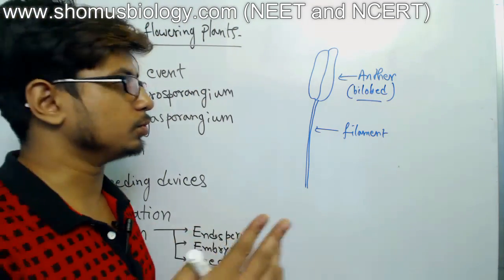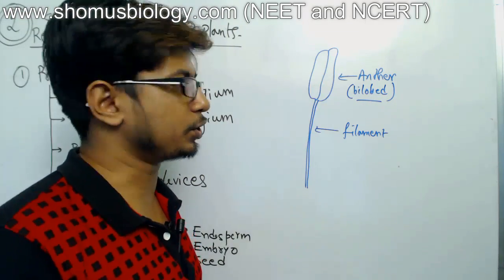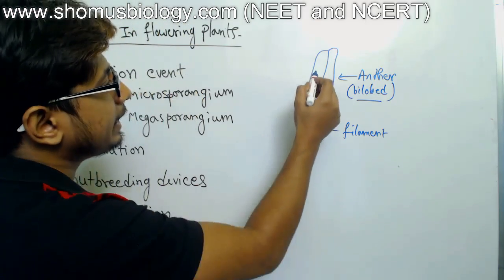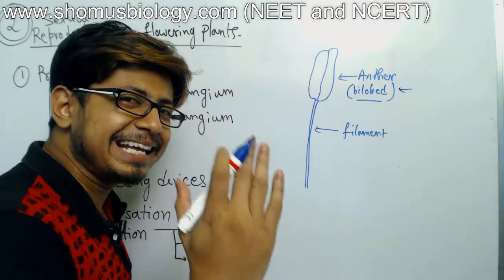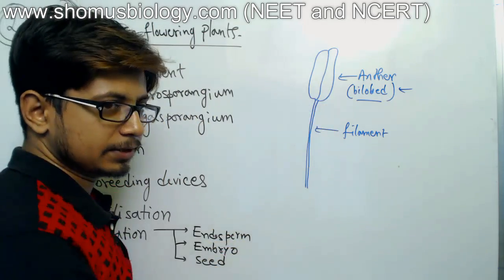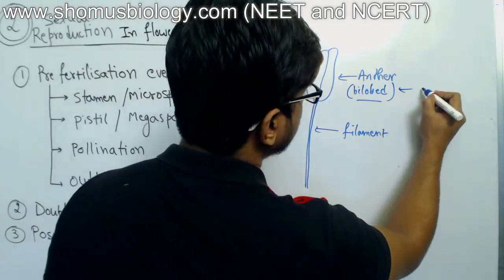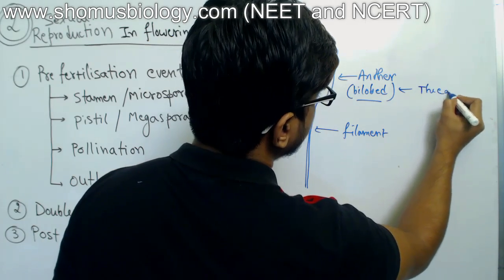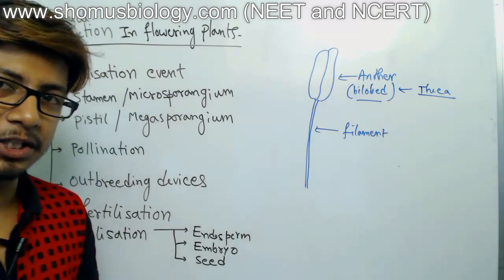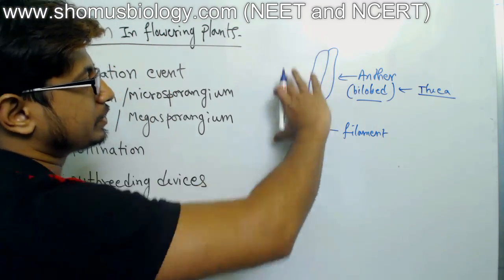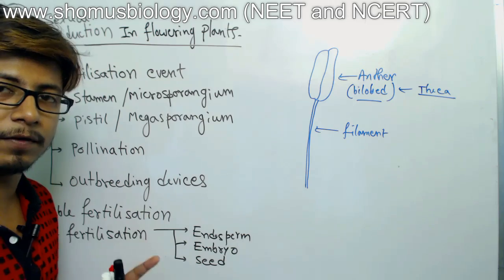Bilobed. Bi means two, so it divides into two different portions. Also, in this bilobed structure, they have two separate layers of tissue inside, known as theca. So two separate theca are present and they are bilobed in nature. That is the complete structure of the male part of a flower.